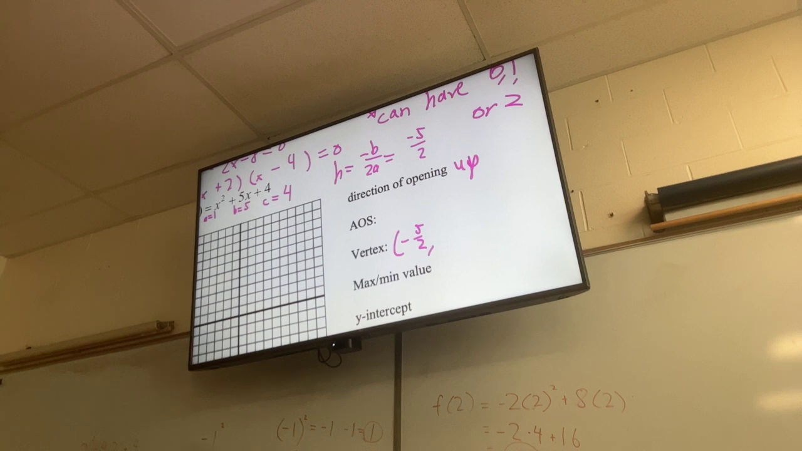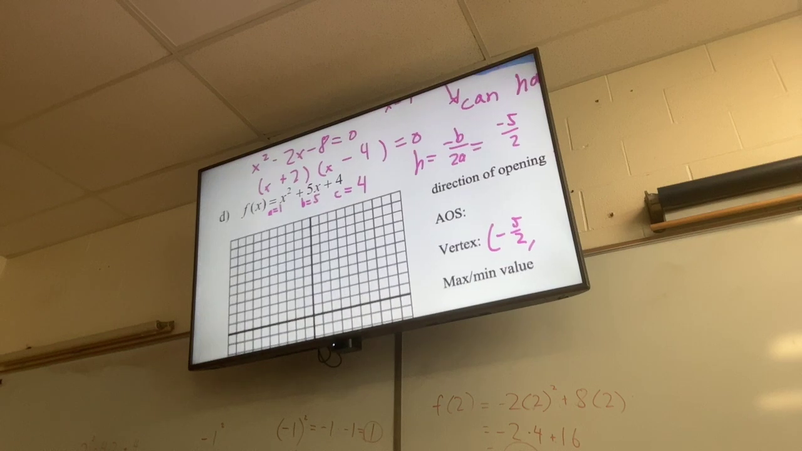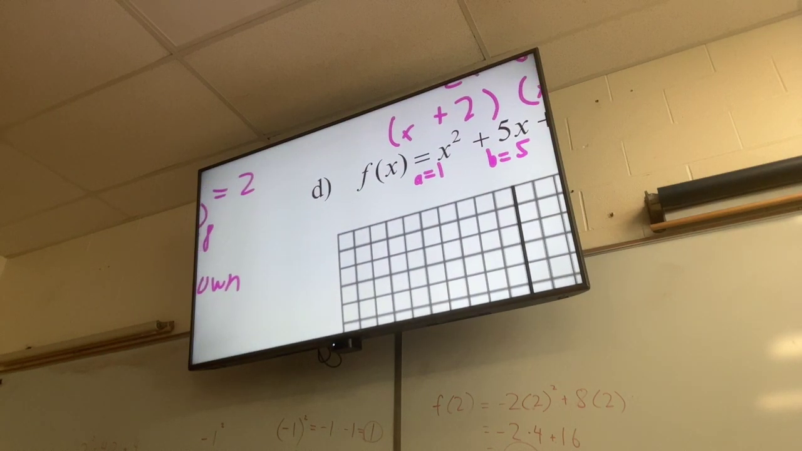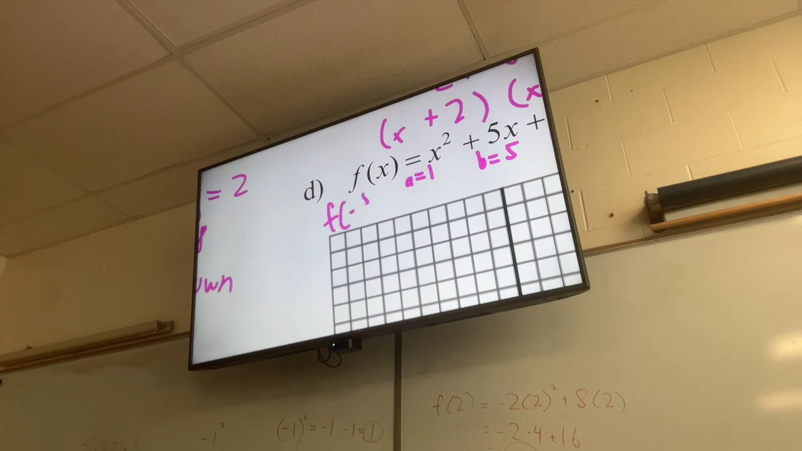What's an easier way to work with fractions? Using your calculator. Okay, so I need to figure out what f of negative 5 halves is. Can I show you how to do that with your calculator? Not really. Okay, well, let's get your calculator out. You don't know how to use it, so that's why you're in class.